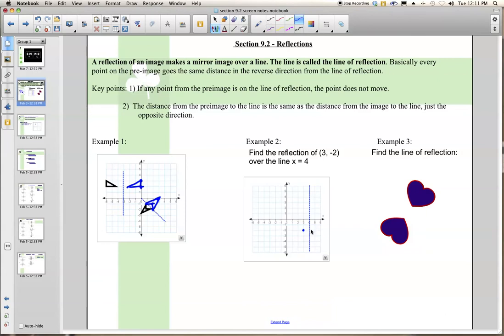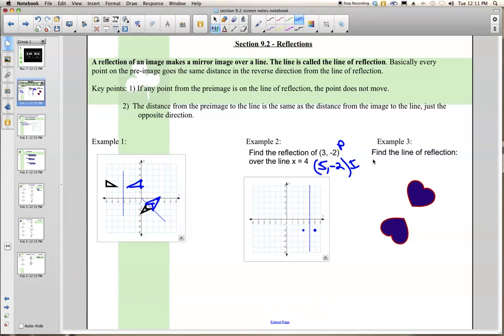If I'm going to reflect it over that, I have to look and say, okay, where is my pre-image compared to my line? Well, it's 1 unit to the left. So if I'm going to reflect it, I have to turn around and go 1 unit to the right. So my reflection of the point 3, -2 would become 5, -2. This would be my pre-image, this would be my image.